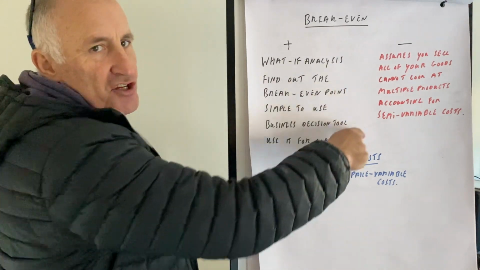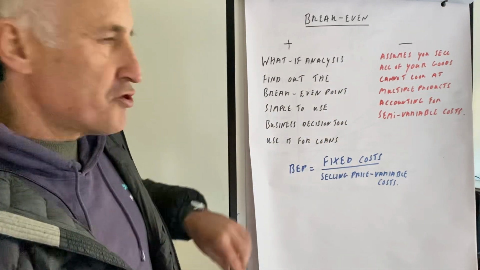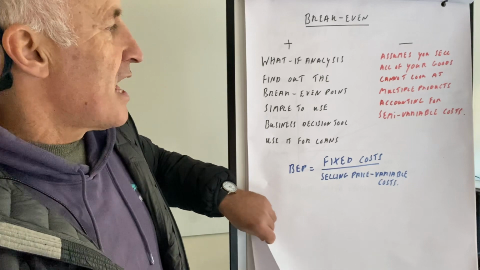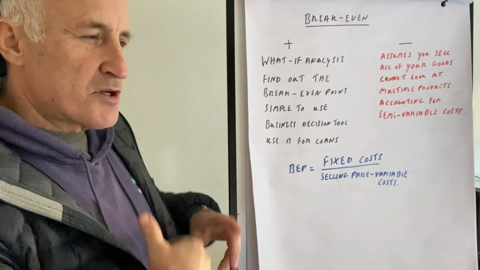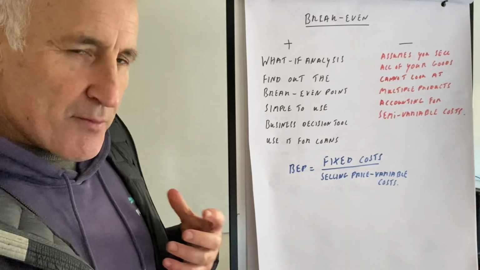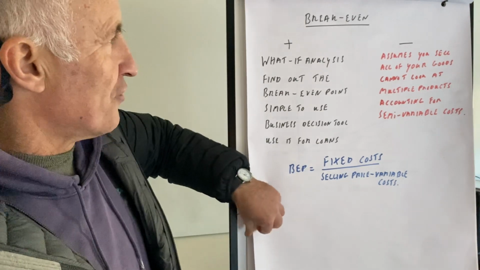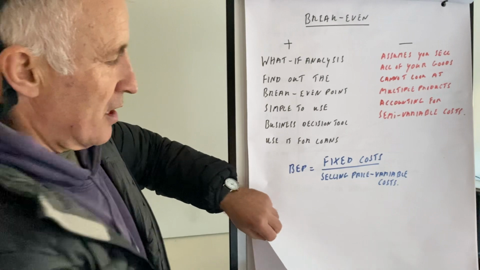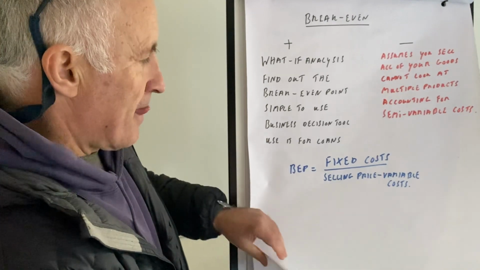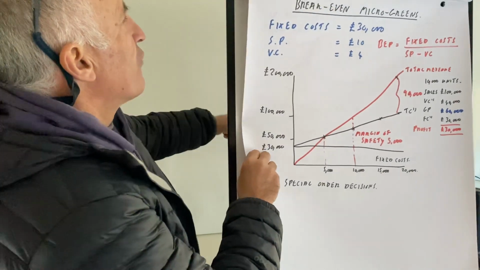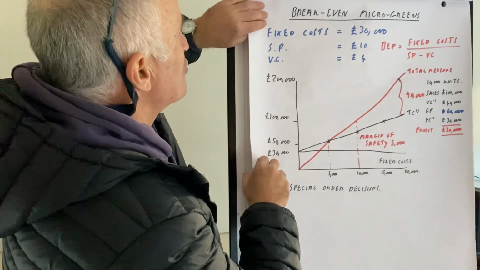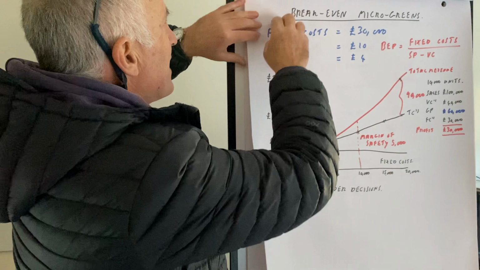The disadvantage is that it assumes that you sell all of your goods, which may not be the case. And it doesn't work very well with semi-variable costs, which, remember, are a fixed cost plus a variable cost. It's difficult to draw that on the particular diagram. Not impossible, but a little bit tricky. So that is break-even analysis, and then we've got a very simple question on break-even analysis.